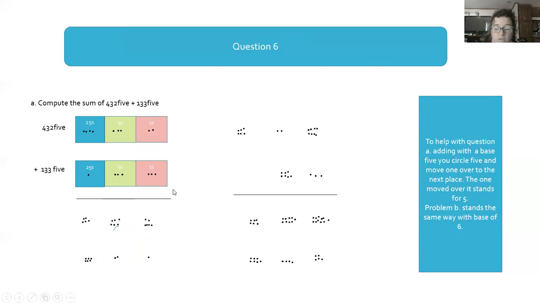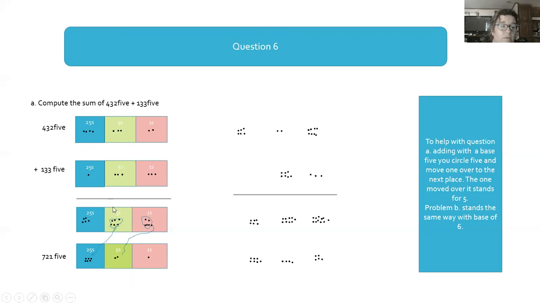Okay, so that's going to give us 721, because look, when you have 5, 1, 2, 3, 4, 5, you bring down that 1, you move over 1. Okay, you're going to do the same thing here. You're going to bring down this 1 and 1, so it's going to be 2. And then you're going to bring over 1 right here, because you already have 1, 2, 3, 4, 5. Put it down. You have 6, 7 right there.